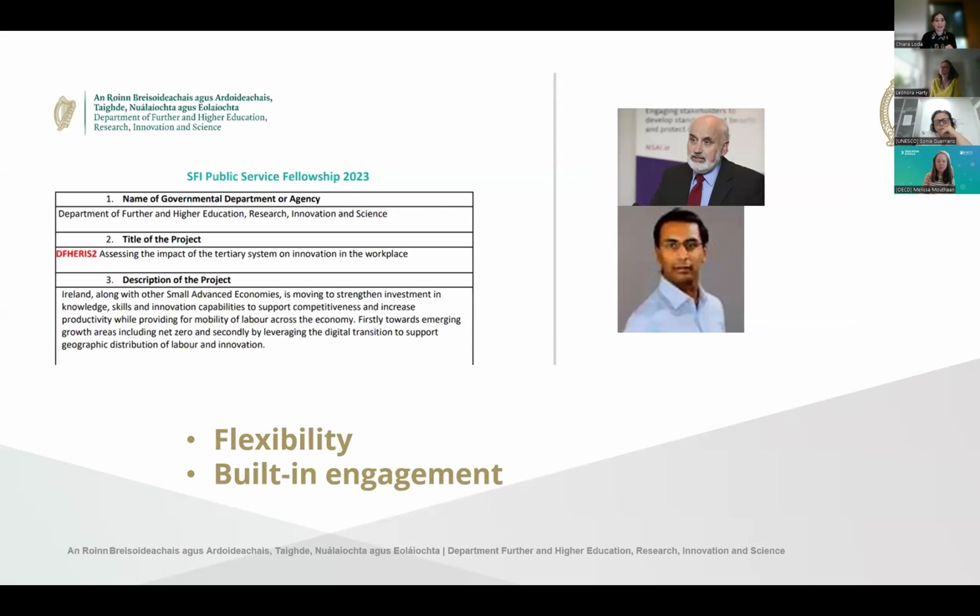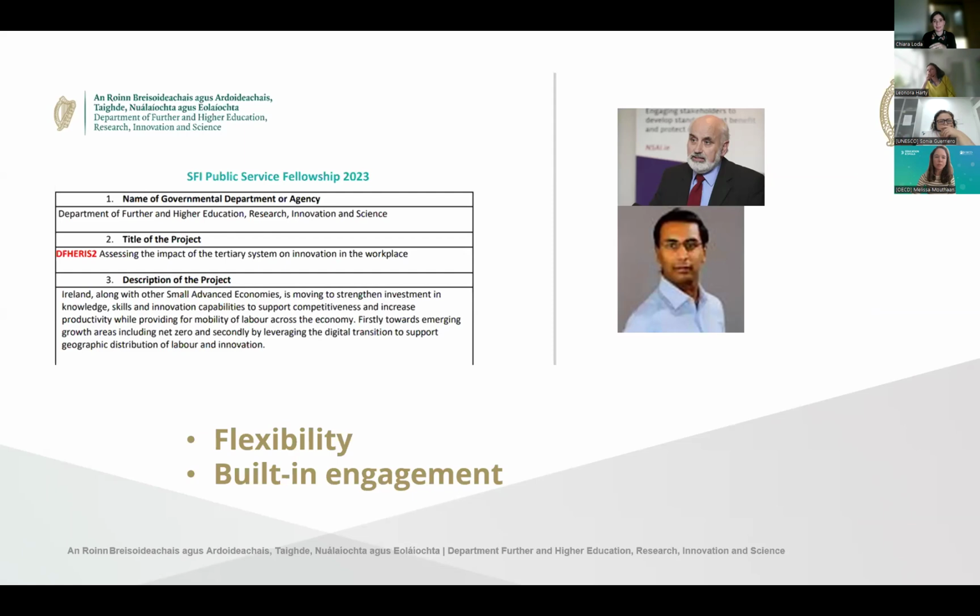Our topic is assessing the impact of the tertiary system on innovation in the workplace. In plain English, the tertiary system can be conceived as everything about post-secondary education, like further education and training, vocational training, higher education, research. So far, we know that research patenting is related to innovation. There is solid evidence. We don't know much about the rest, except for anecdotes, like people taking a course and innovating their role. But still, we don't know much.